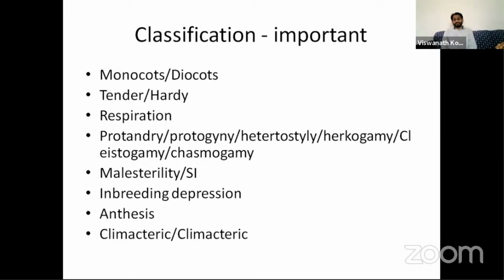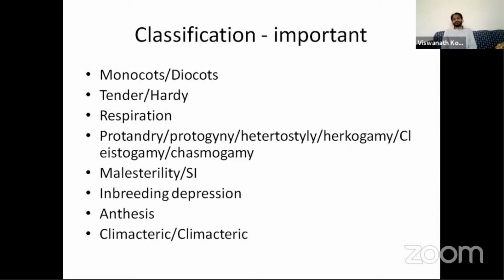Tender and hardy: all warm season vegetables are tender, and all cool season vegetables are hardy. Based on the rate of respiration, onion and potato have a low respiration rate, and leafy vegetables and broccoli have a high respiration rate. The question will also be like this: high shelf life. Because of the low respiration rate, onion and potato have high shelf life. Because of the high respiration rate, leafy vegetables and broccoli have less shelf life.